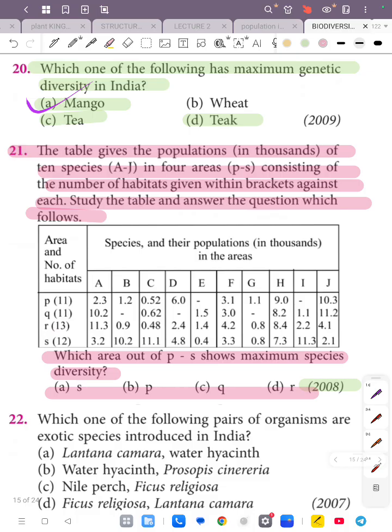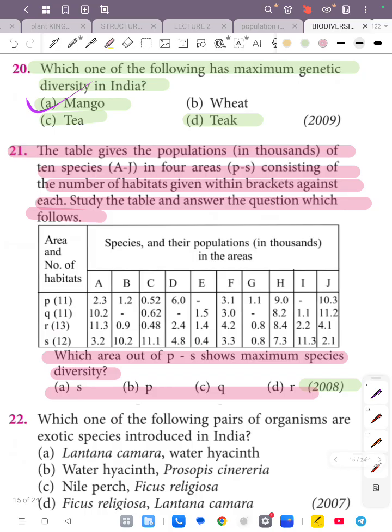So basically what they're saying is, let me quickly interpret the whole question. There's a table given below, right? It speaks about the population of 10 species. There are 10 species A to J. What is their population? It's given in thousands, okay? And they've also spoken about 4 areas. The population of these 10 species in 4 different areas, which are P, Q, R, S, and against each area they have mentioned the number of habitats, that is, how many habitats are in that area. Okay.